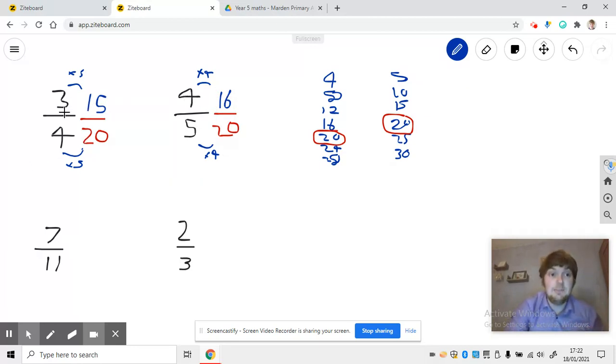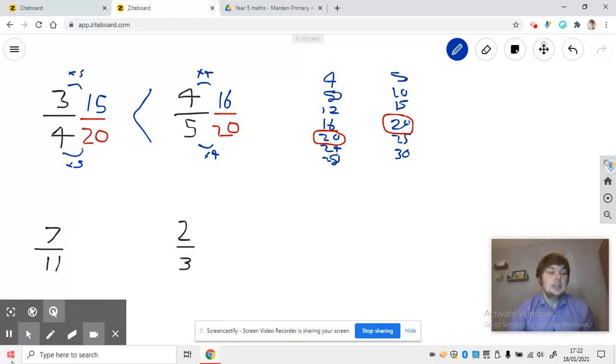We can now say which is bigger, 3/4 or 4/5. It's 4/5 because we know that is 16/20. And this is how this method needs to work. Again, what you may have noticed here, a quicker way to have done this might have been to have done 4 multiplied by 5 to get my common denominator of 20.